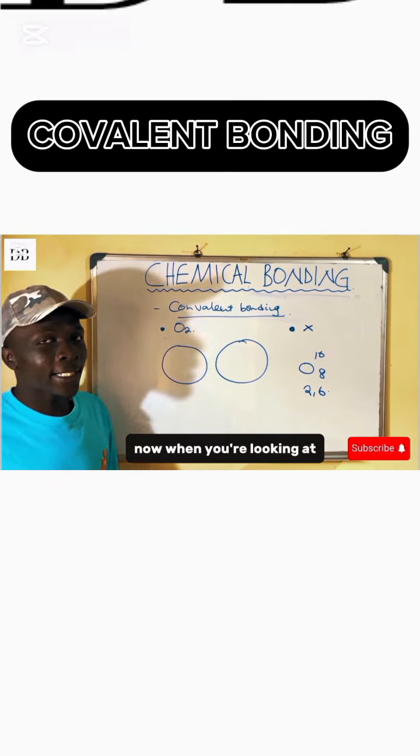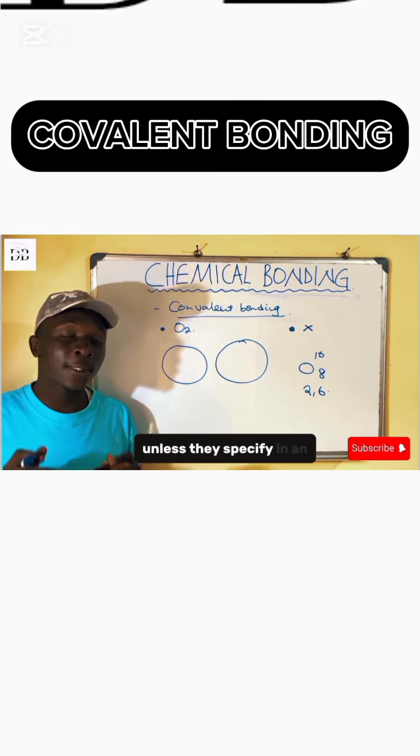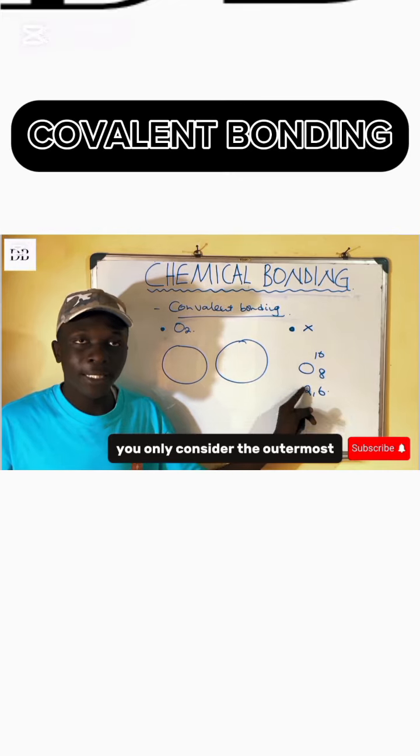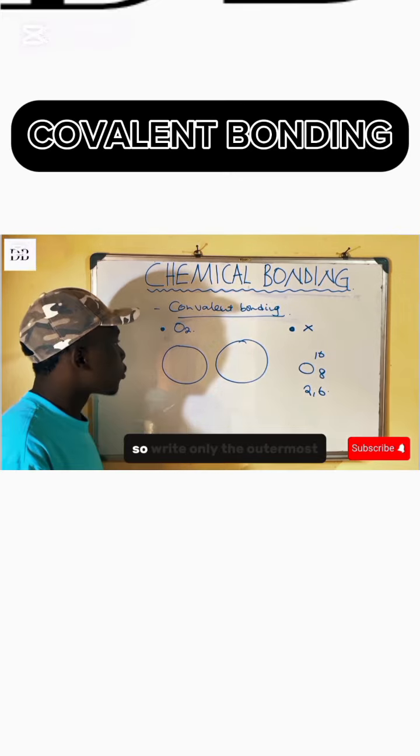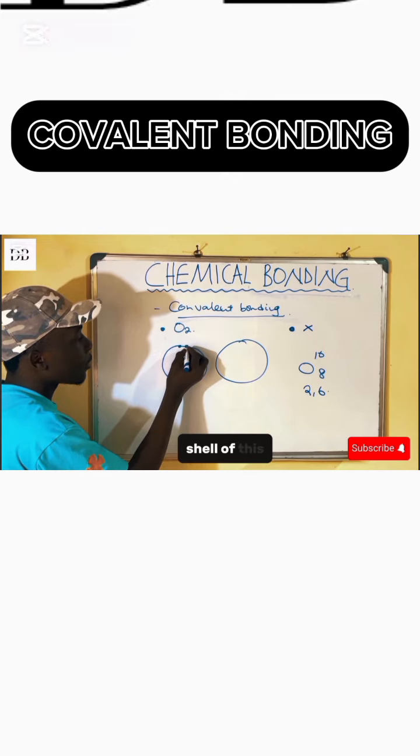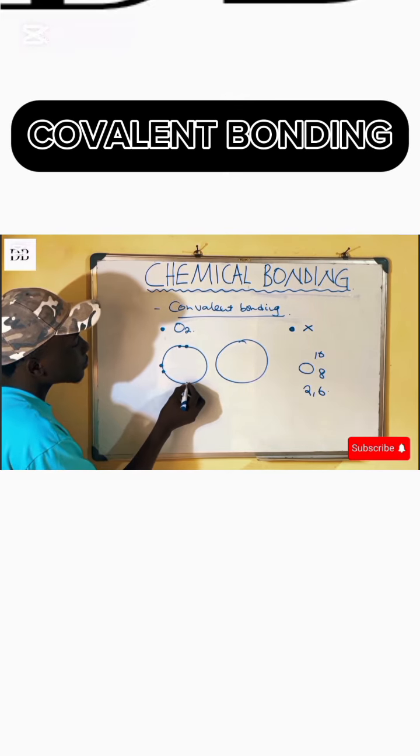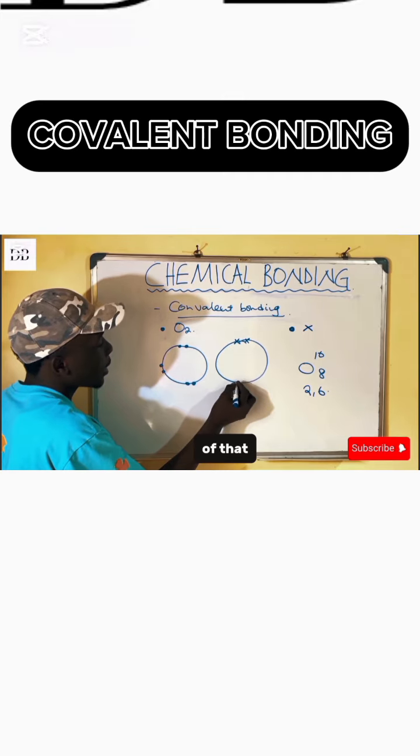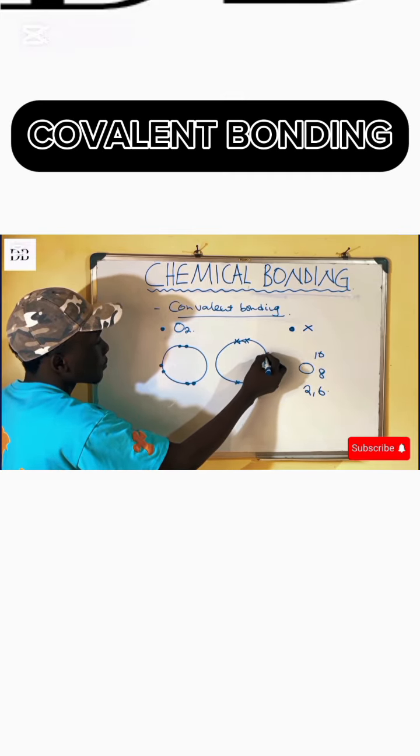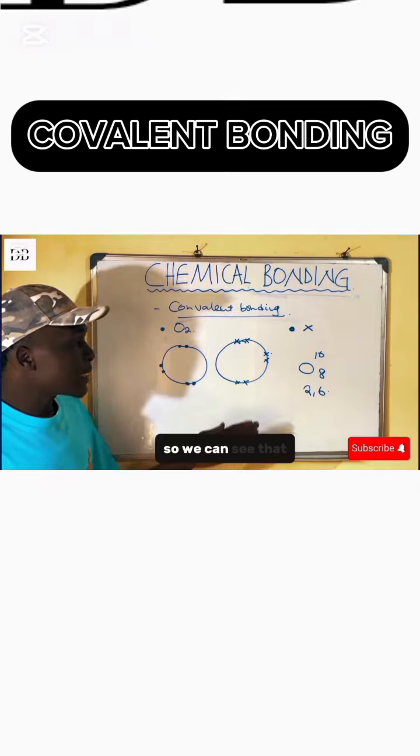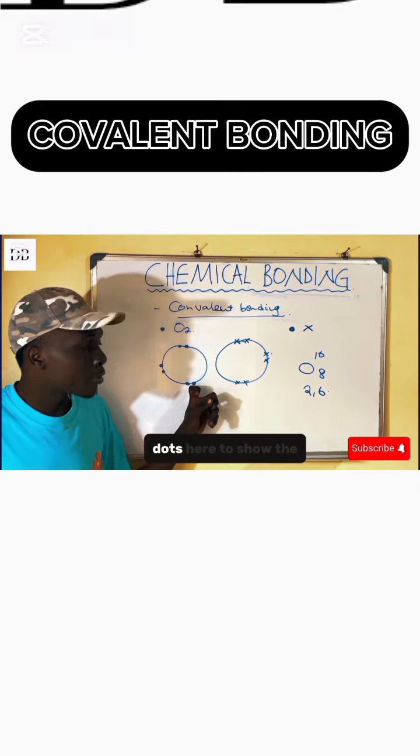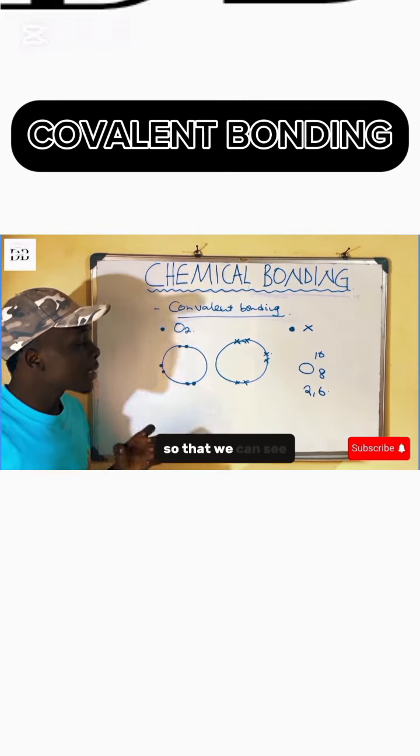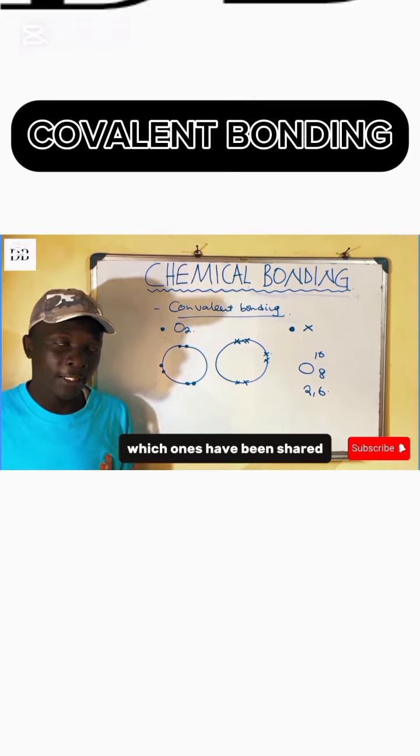Now, when you are looking at chemical bonding, unless they specify in an exam, you will only consider the outermost shell. So we write only the outermost shell of this, and only the outermost shell of that. So we can see that we've used crosses here and dots here to show the difference even when we are pairing, so that we can see which ones have been shared.